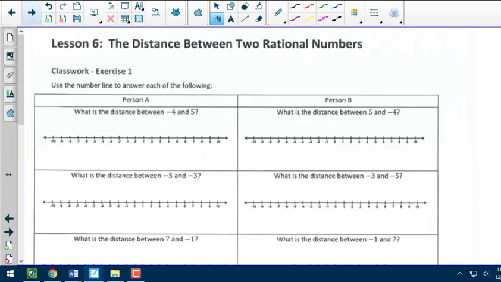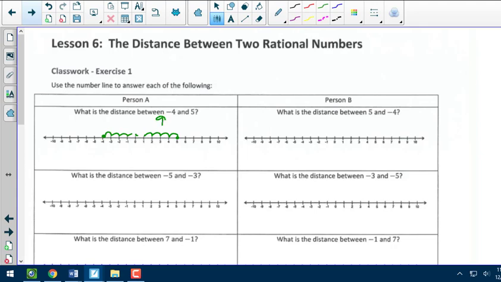Next page. Distance between two rational numbers on a number line. So I'm going to work through some of these and leave some of them for you to do. Use the number line to answer each of the following. What is the distance between -4 and +5? Well, -4 and +5, 1, 2, 3, 4, 5, 6, 7, 8, 9. Their distance is 9 units.